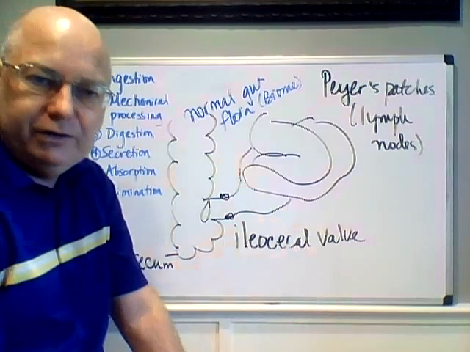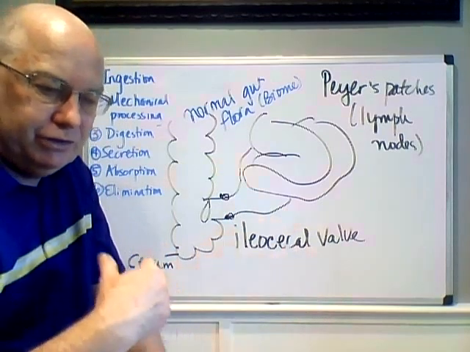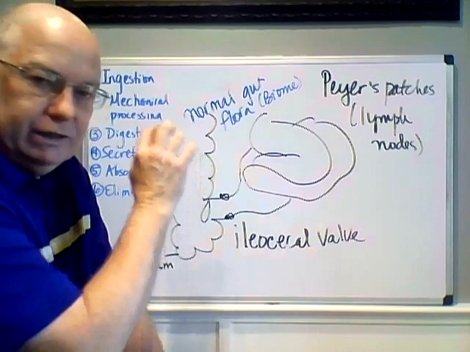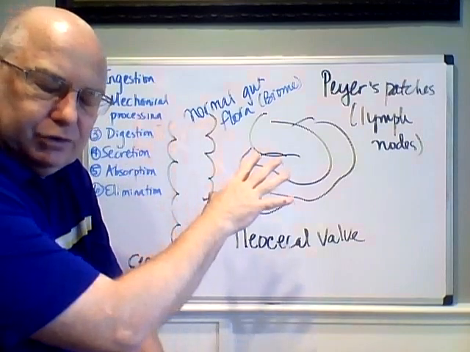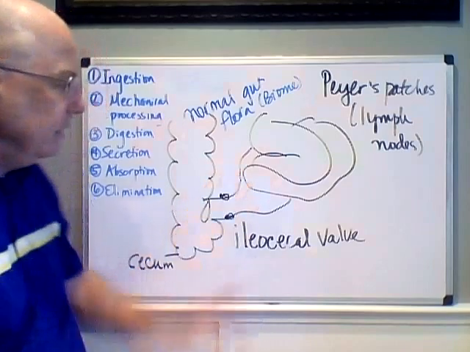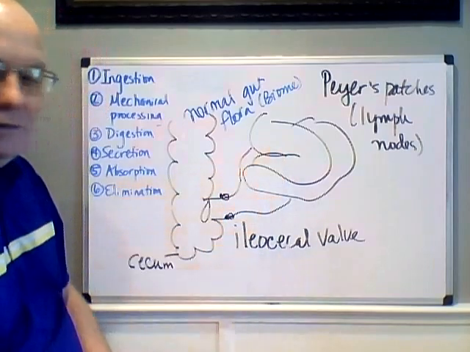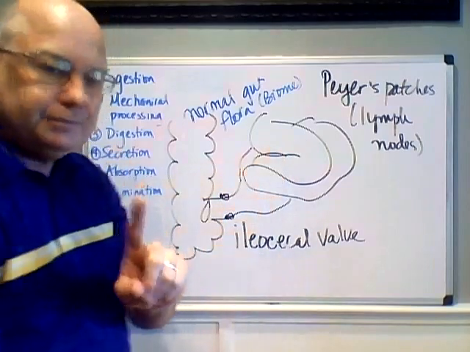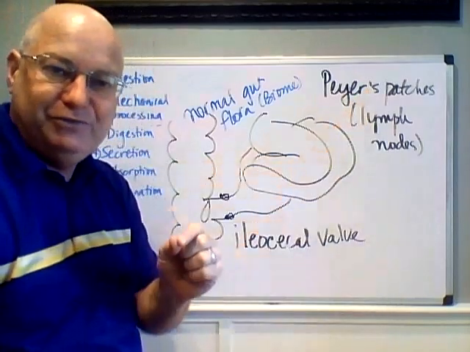So I hope you found this helpful. I hope this helped you understand what's going on with the liver, the gallbladder, and the pancreas and the duodenum, and gave you a little insight into some of the important structures. Oh, I'm sorry. The Peyer's patches, lymph nodes.